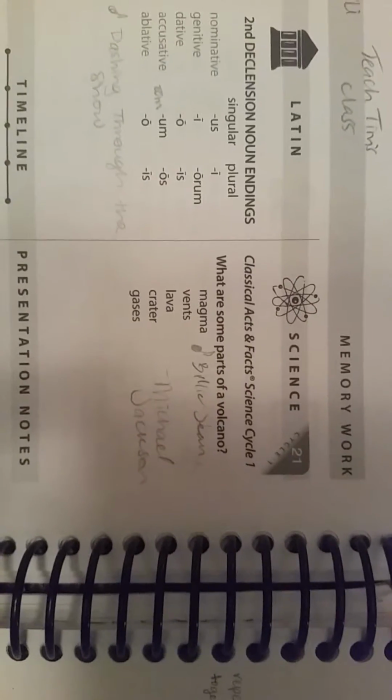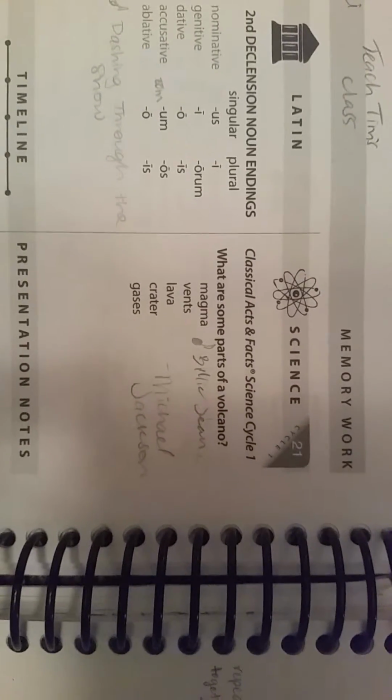What are some parts of a volcano? Some parts of a volcano are magma, vents, lava, crater, and gases.